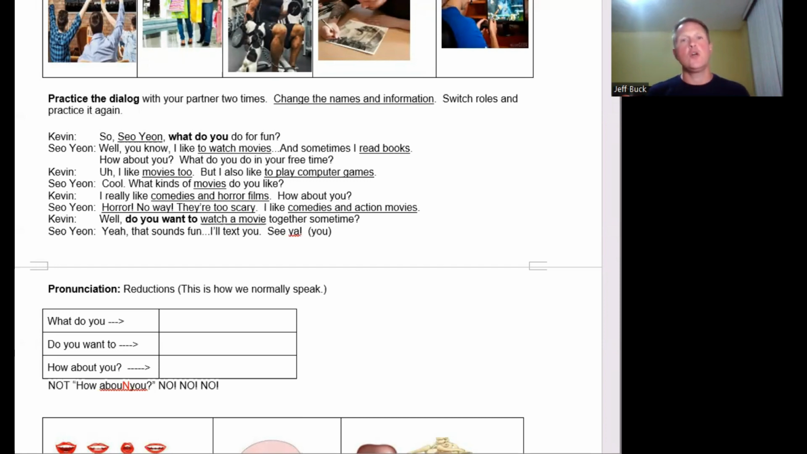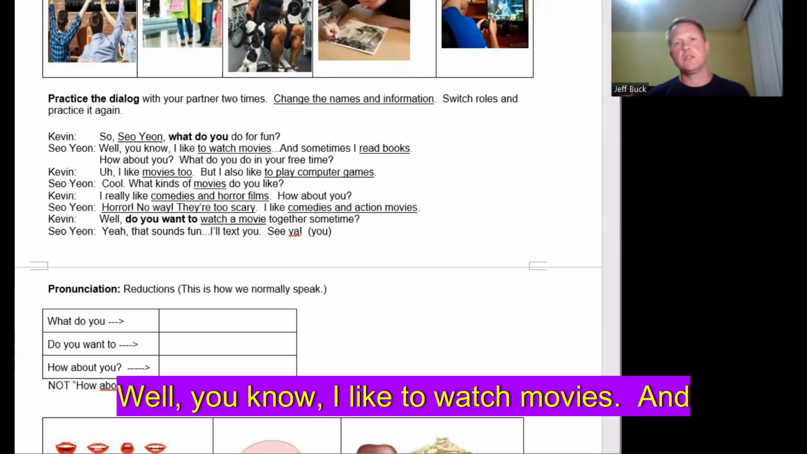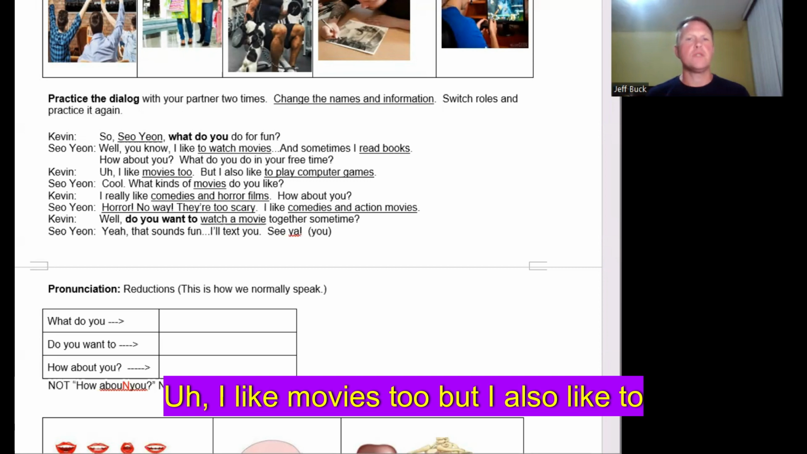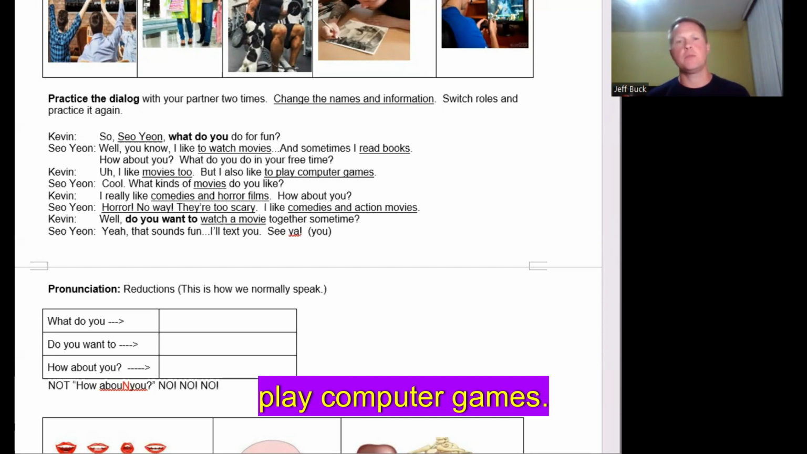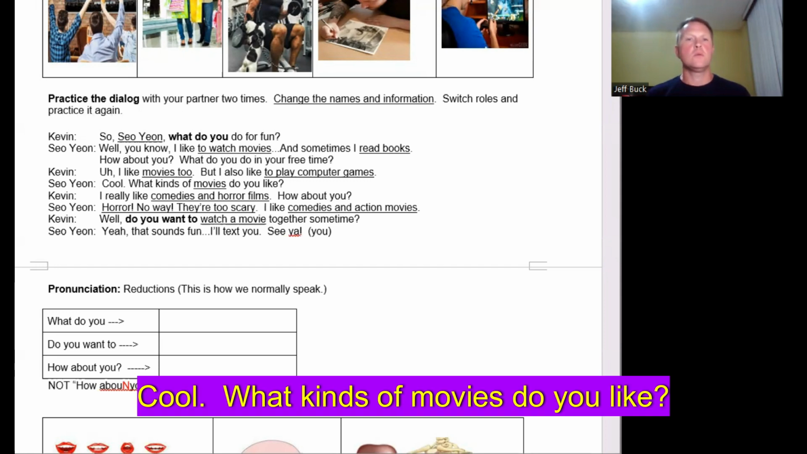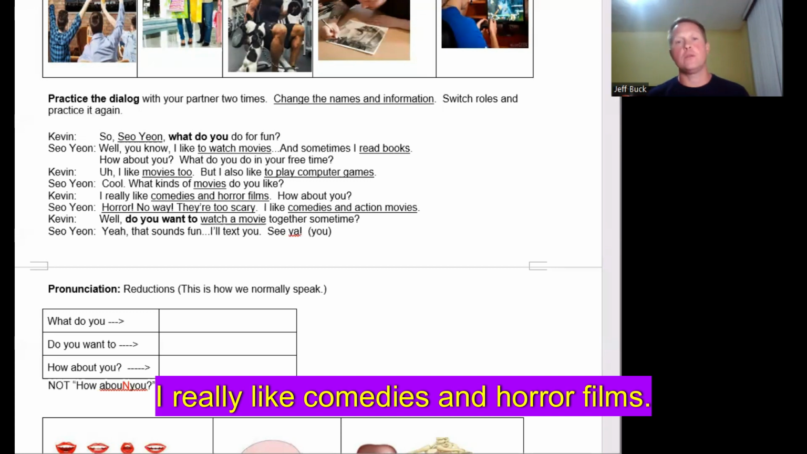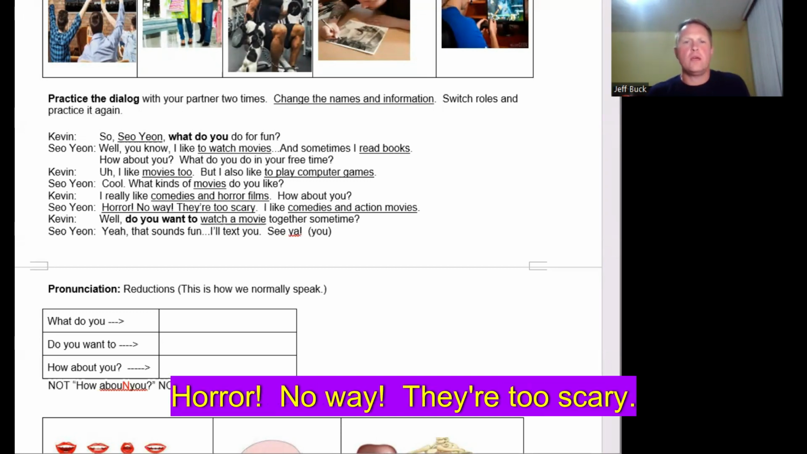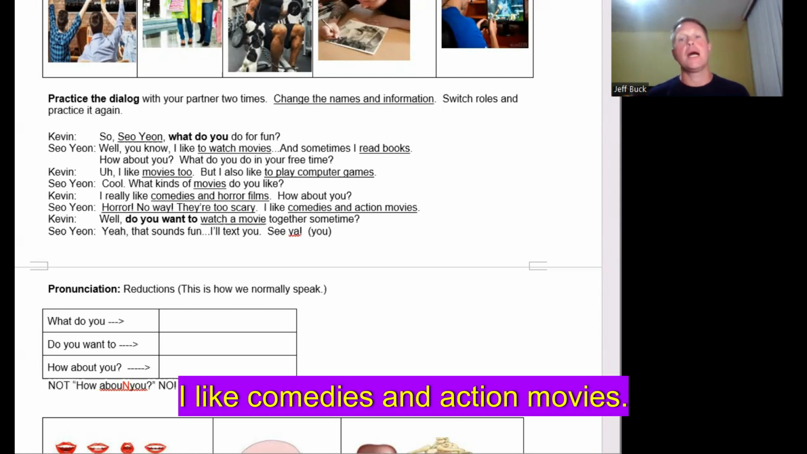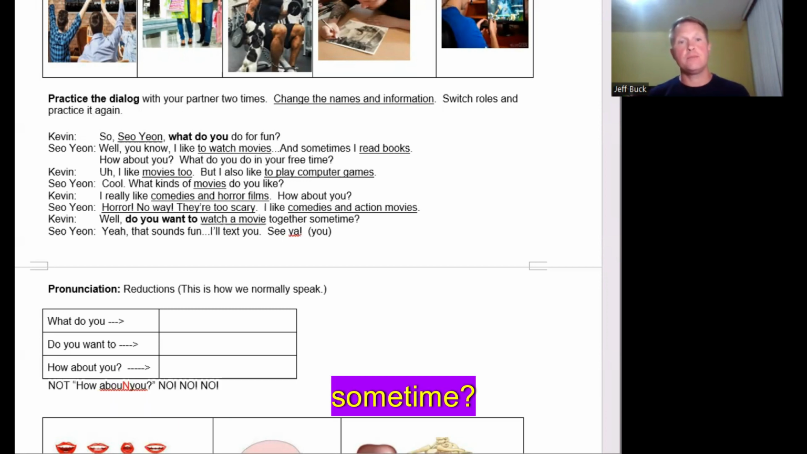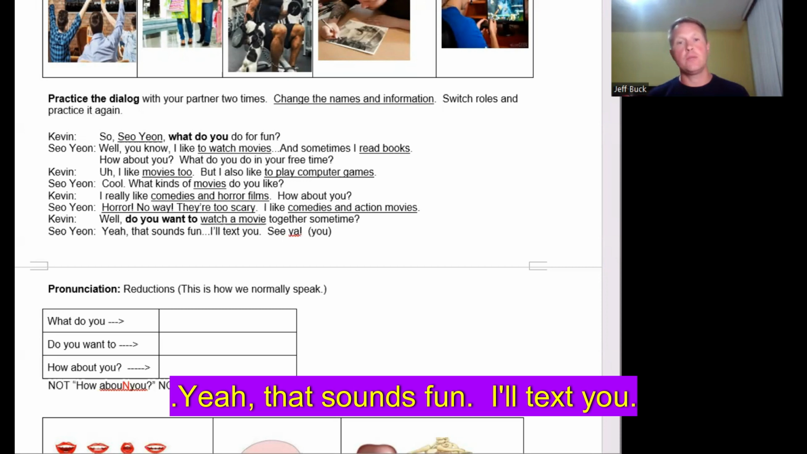So, Sayan, what do you do for fun? Well, I like to watch movies, and sometimes I read books. How about you? What do you do in your free time? I like movies too, but I also like to play computer games. Cool. What kinds of movies do you like? I really like comedies and horror films. How about you? Horror? No way. They're too scary. I like comedies and action movies. Well, do you want to watch a movie together sometime? Yeah, that sounds fun. I'll text you.